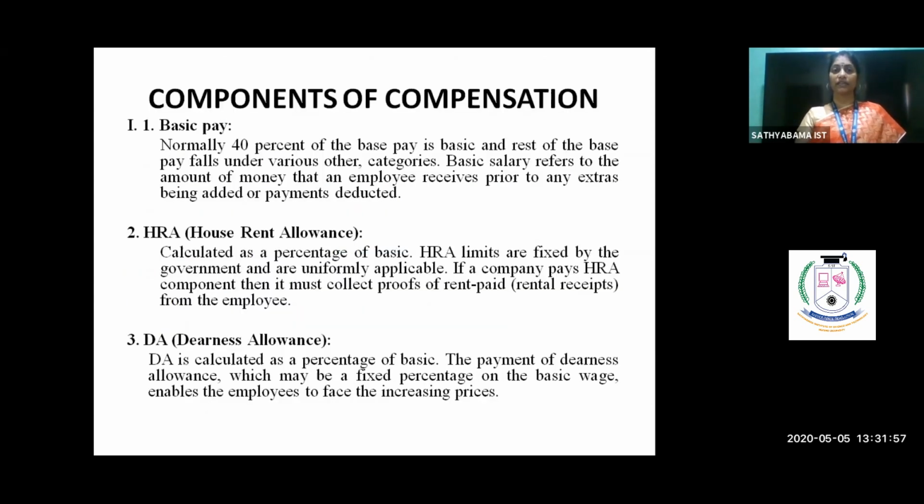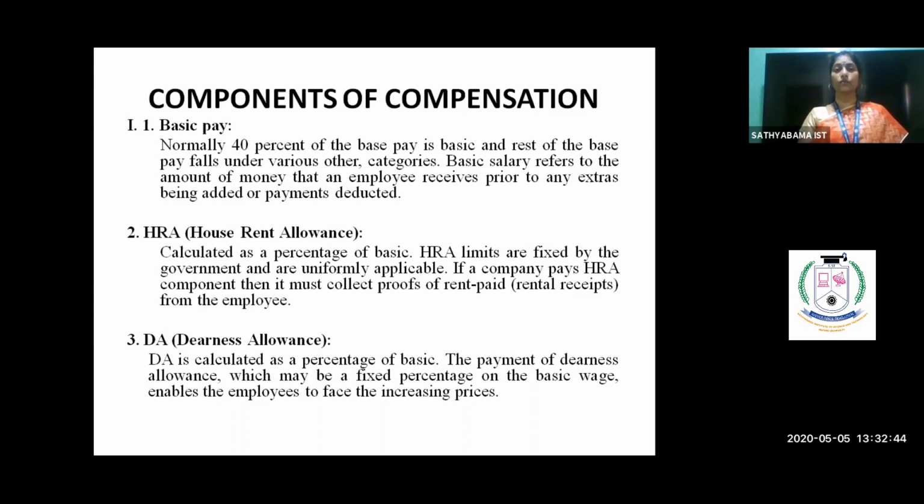Number one is basic pay. Now you can see basic pay, HRA, DA, and all these come under city compensatory allowance. All these four are part of the base pay, whereas other components come as other benefits. Basic pay is normally 40% of the pay. Salary refers to the amount of money that an employee receives prior to any benefits being added or payments deducted. That is the base salary. Only the base salary, with no other benefits added to it. So it comes to around 40%.